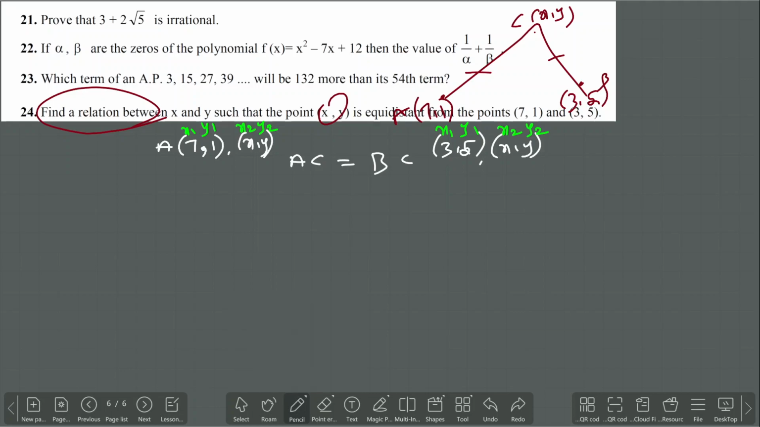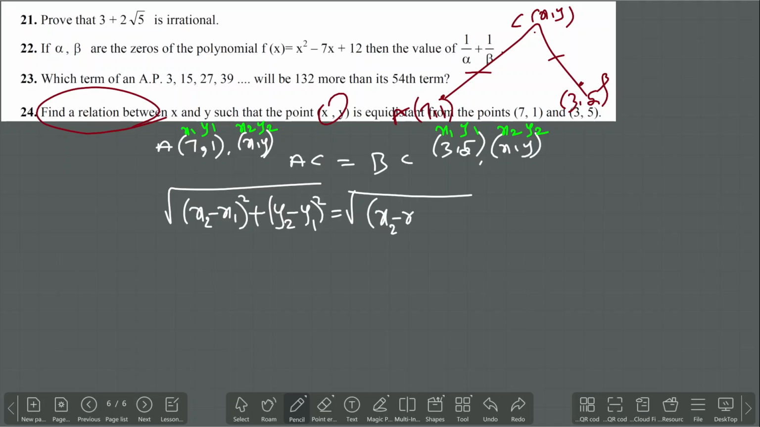So use the distance formula: square root of x2 minus x1 whole square plus y2 minus y1 whole square, which is equal to square root of x2 minus x1 whole square plus y2 minus y1 whole square. Now you apply, you will be getting an answer. Before that, you square on both sides. When you square, the root will be cancelled. Right. Now what is the x2 value here? x. So x minus x1 value 7, we have to use a minus b whole square. y2 value y, y1 value 1, whole square.